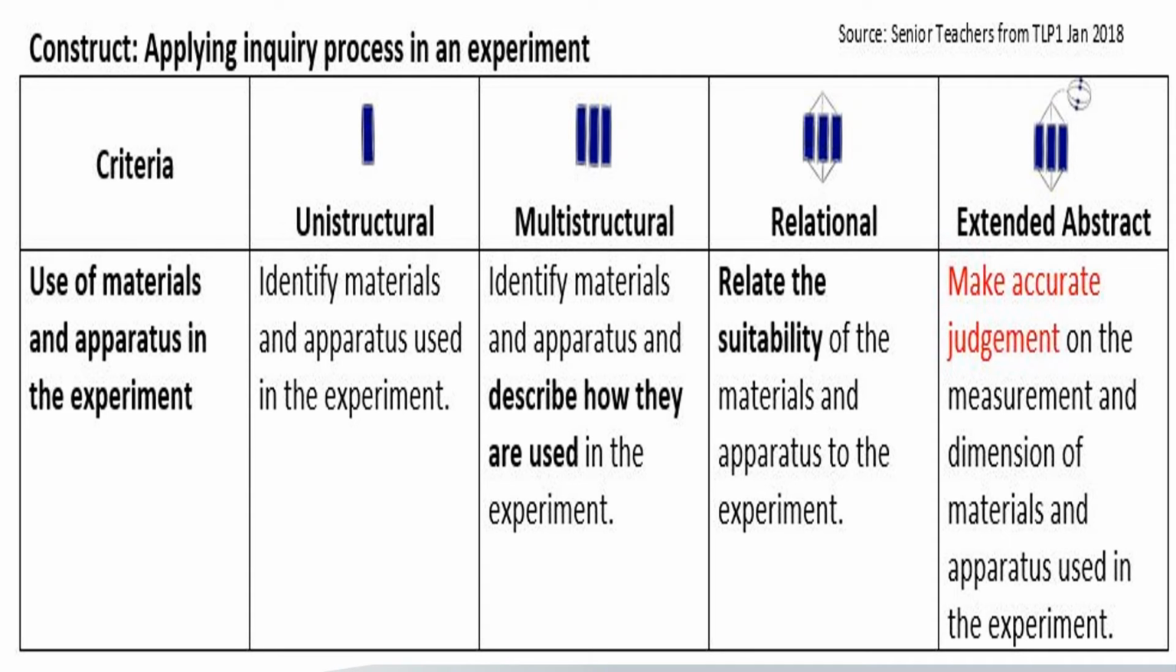In this solo-informed rubric, the construct that is being assessed is students' ability to apply the principles of inquiry in the design of an experiment. And specifically, the criteria that is being looked at in this rubric is students' use of materials and apparatus in the experiment. I'd like you to notice what is the solo level of understanding at the extended abstract level. Here, students are expected to make accurate judgment on the measurement and dimension of the materials to be able to judge to what extent they are suitable for the purpose of the experiment.